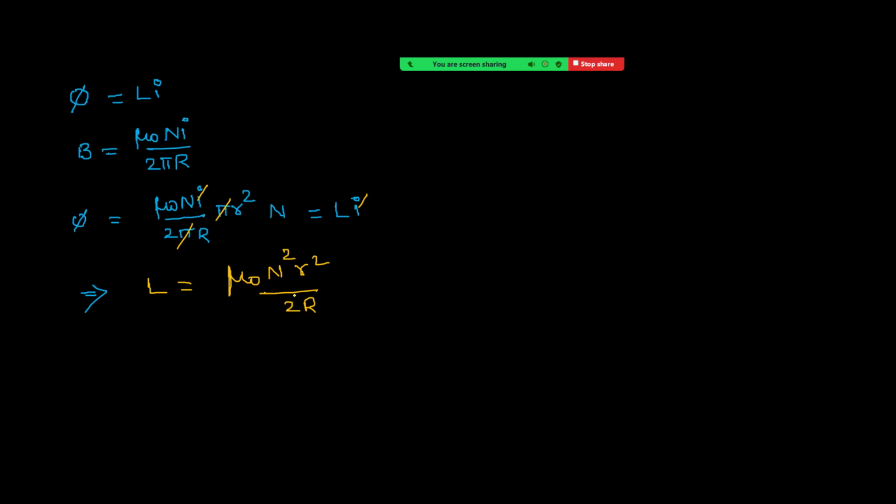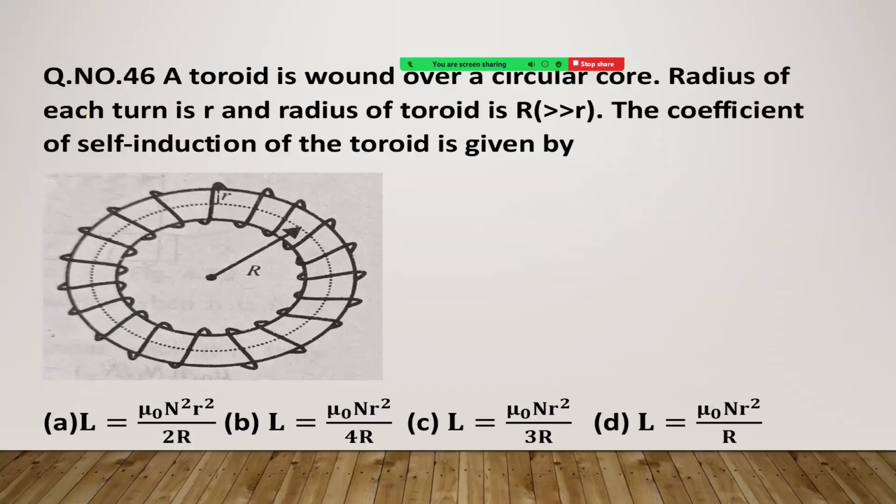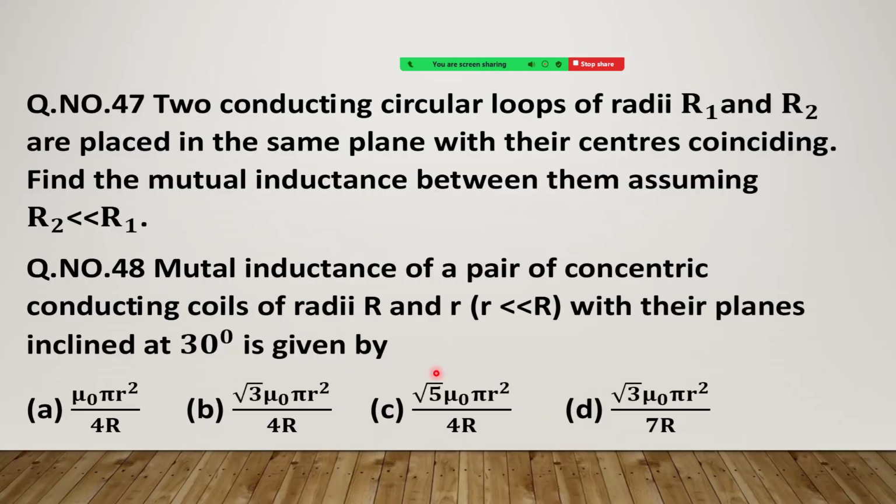So keep in mind that whenever you want to calculate the coefficient of self-induction or mutual induction, first calculate the flux, then divide it by the current. Then we get the corresponding coefficient. For this problem, the correct answer is mu naught N square r square by 2R. Option A is correct. The remaining options are not correct. Okay, let us see the next one.